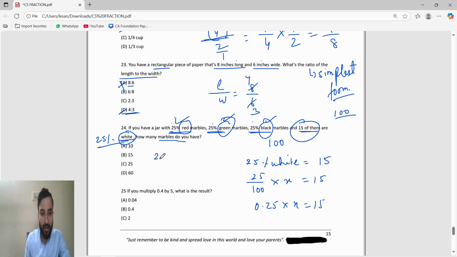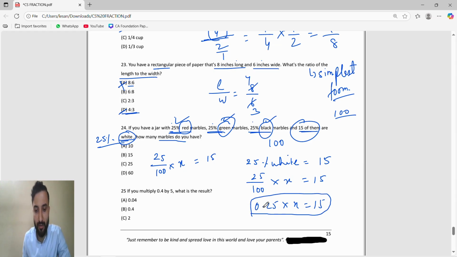So see, 25% of overall marble is what? 15 white. Guys, very simple thing we have to do. Once you do this, you will get 0.25 into x equals 15. So how many times will we multiply 0.25 to get 1? 0.25 into 4 means 1. So for getting 1, we are multiplying 4 times. So for getting 15, it is 15 times 4, that is 60. So the answer is 60. That's it.